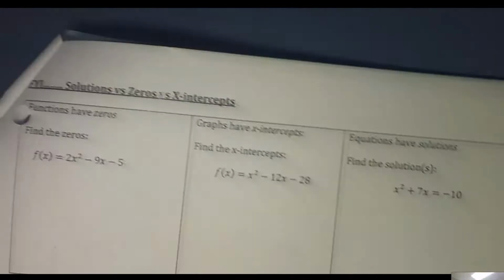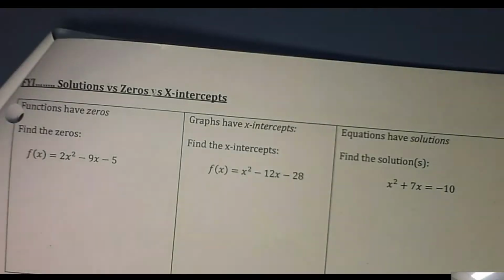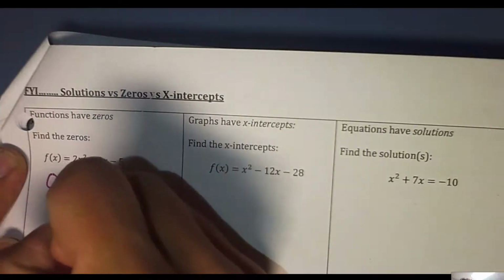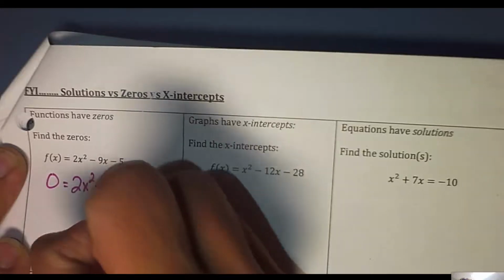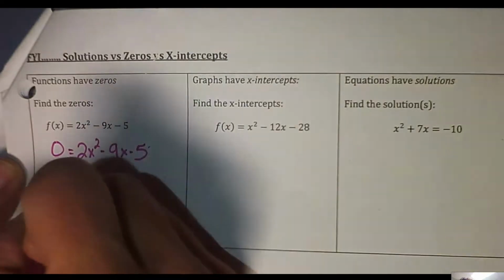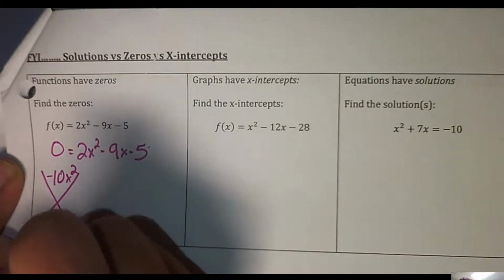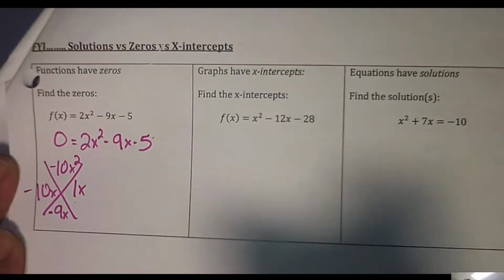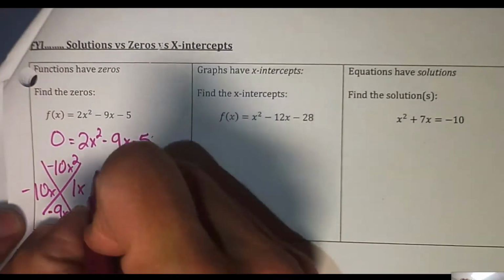All right, last one. Another reminder, this happened in your Chapter 1 test, just a reminder of what's going on here, some of the vocabulary. So functions have zeros. So if I did say find the zeros, I would set this equal to 0, and I would solve. So real quick solving, I need factors of negative 10x squared. That gets me negative 9x. That's 10 and 1, with the 10 being negative. There is no GCF. I should have said that first.